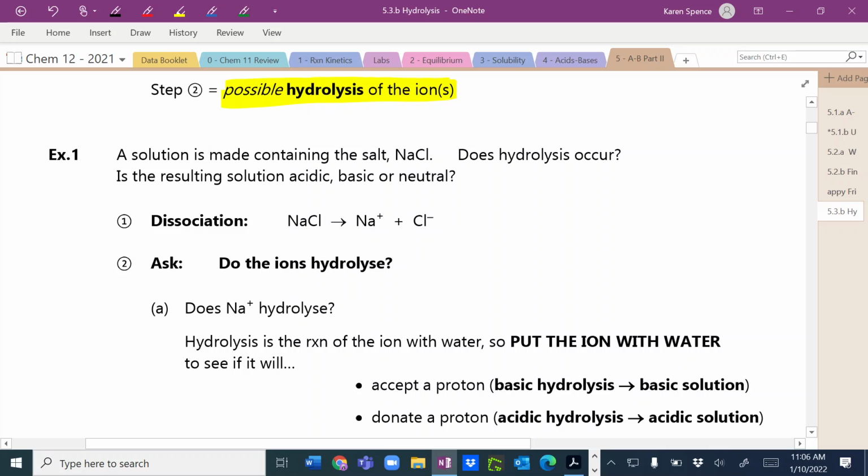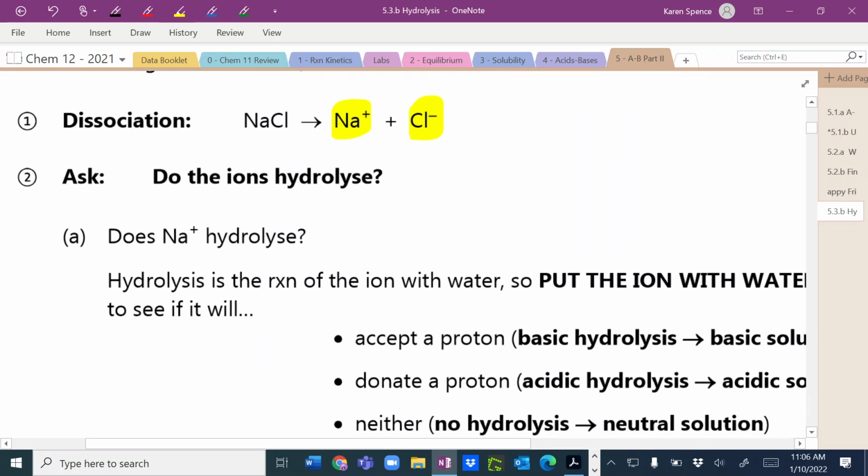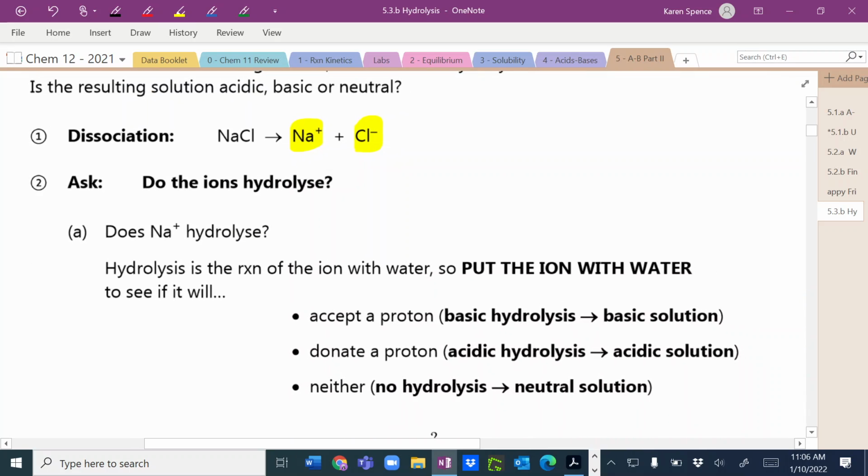So a solution is made containing the salt NaCl. Does hydrolysis occur, and is the resulting solution acidic, basic, or neutral? So when it dissociates, we get Na+ and Cl-. Hopefully that is easy for you guys at this point. Do the ions hydrolyze?